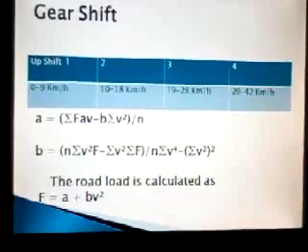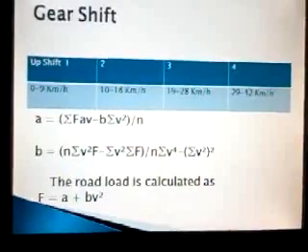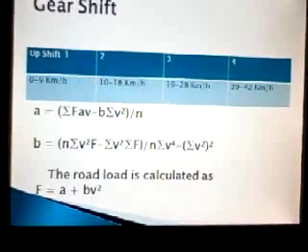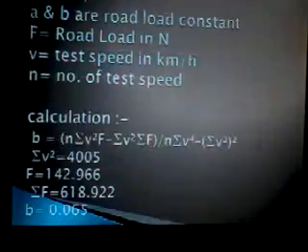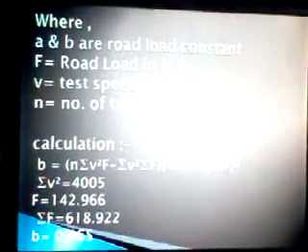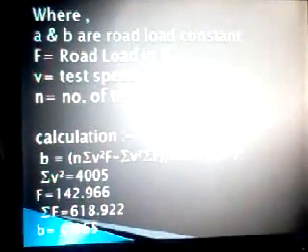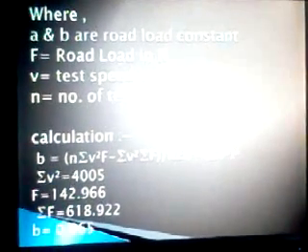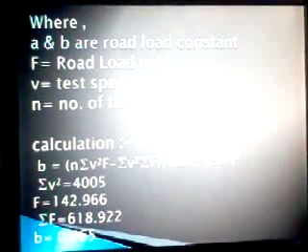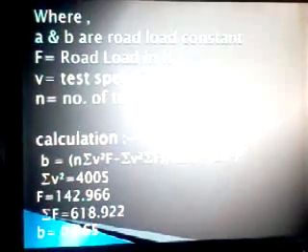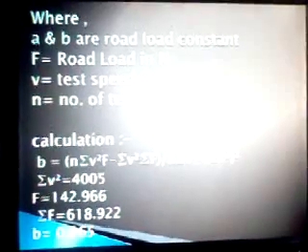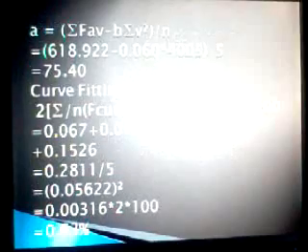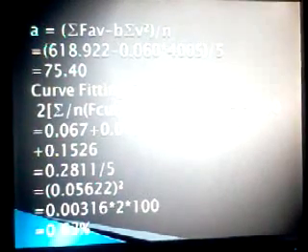A and B are calculated as per these formulas, and these are the road load constants. The equation used is F equals A plus B V squared, where A and B are road load constants, F is the road load in Newton, V is the test speed in kmph, and N is the number of test speeds. These are the calculations for the road load constants and the force exerted on the vehicle. We got the B value as 0.065 and the A value as 75.40.